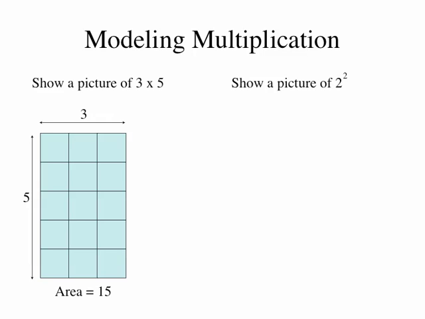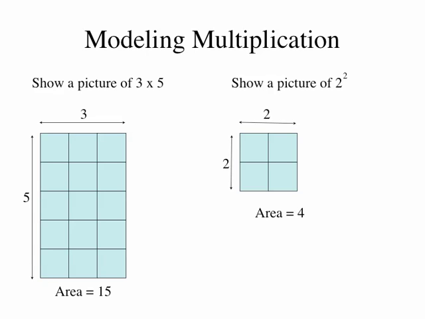Similarly, if I asked you to show me a picture of 2 squared, you would show me a square that is 2 units wide and 2 units tall. It would be a square because its length and its width are the same. And the area would be 4. 4 is what we get when we take 2 and square it, when we make a square that's 2 units on each side.